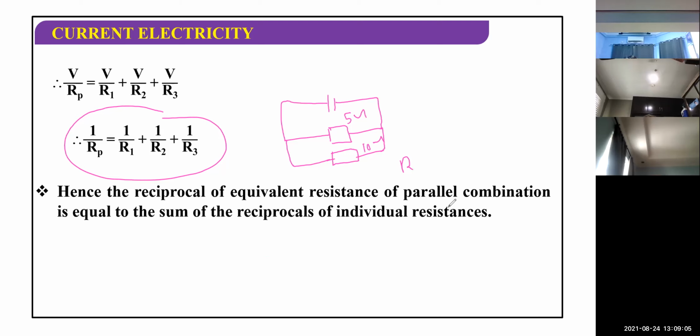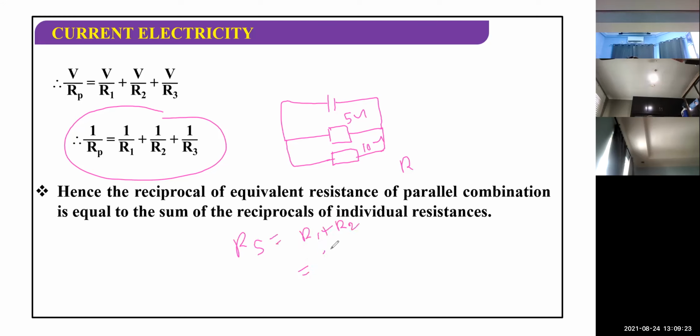Is it parallel? Yeah, it's a parallel combination. First point, children, you have to identify whether it is a series or parallel. If you say, sir, it is a series combination, and you start writing the result of series combination, what is the result of series combination? To find the equivalent resistance, that is R1 plus R2, and you do that.